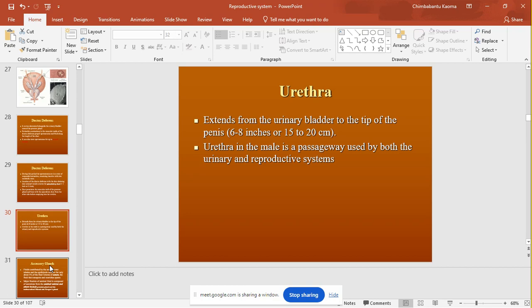So the urethra in the male is quite long, so it extends between the urinary bladder to the tip of the penis. It measures on average between 15 to 20 centimeters, and it serves as a passageway for semen, but also for urine.